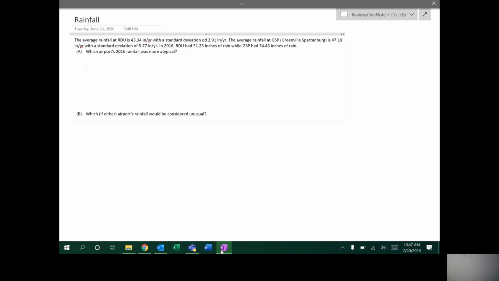Welcome to today's lesson. I wanted to focus on z-scores. Here's an example that uses z-scores. Again, not always true, but frequently true.